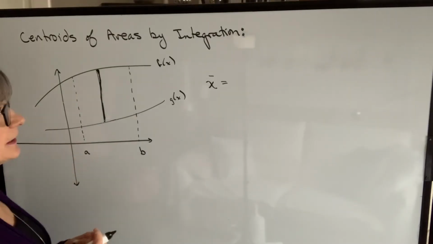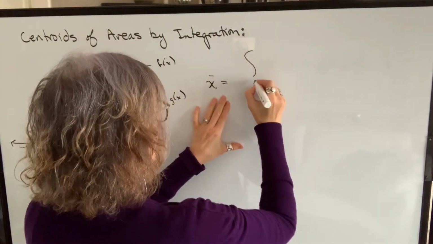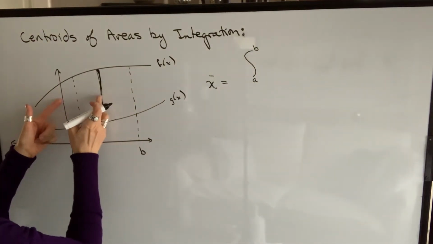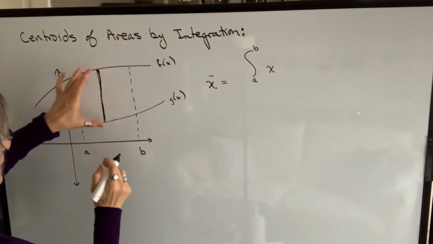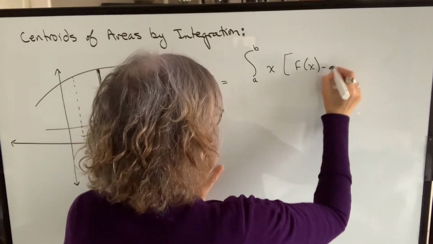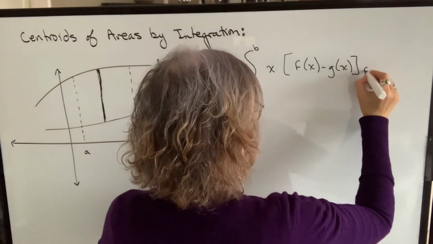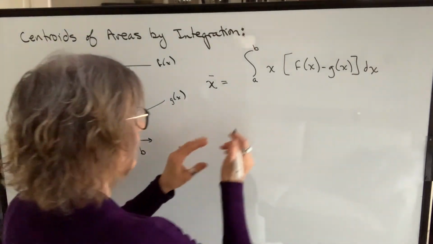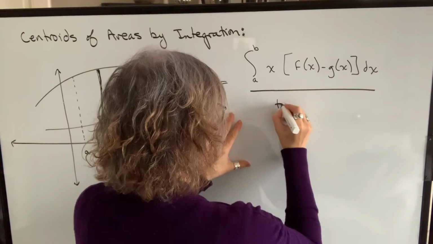The x-coordinate of the centroid would therefore be defined as the integral from a to b of this perpendicular distance, which is x, times the area of this rectangle, which will be described as f of x minus g of x, times the width of it, which is dx. So this will be the sum of all the first moments of that area. I divide that by the total area.